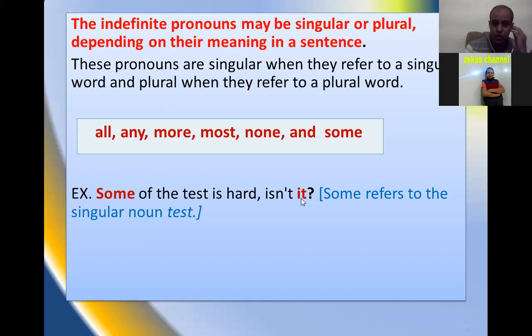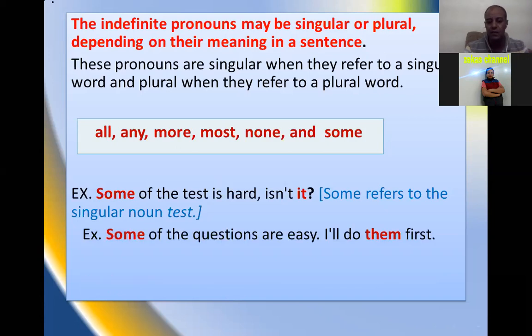It refers to "some," but "some" is used as a singular indefinite pronoun. Some refers to the singular noun "test," actually. Some of the test. Because of the test, it's used as a singular noun or a singular antecedent. So the most appropriate pronoun here is "it." It refers to "some."